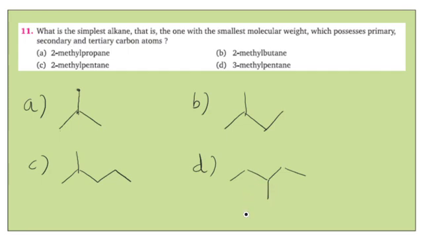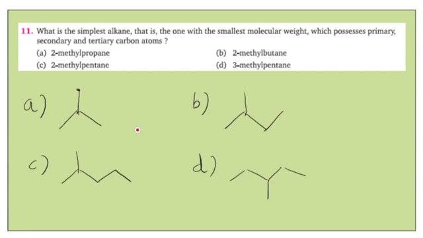So you already know what a bond line structure is. That means when you represent a bond as a line, and we tend not to write the atoms like carbon and hydrogen here, right? So now the question says that you are supposed to identify the molecule with primary, secondary, tertiary and possibly the smallest molecular weight. Let's analyze each molecule.